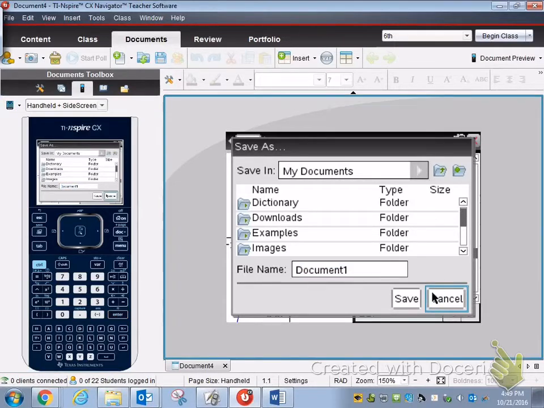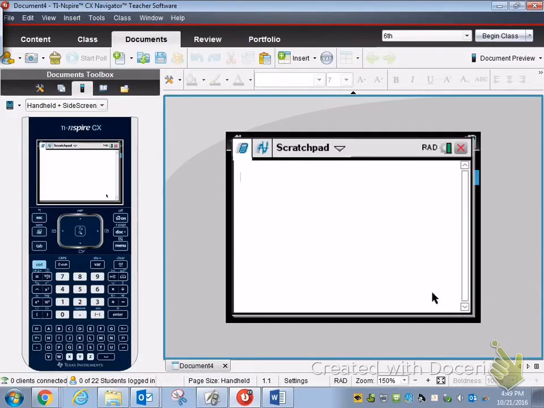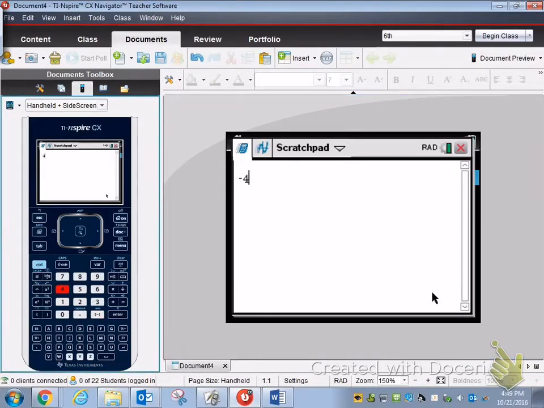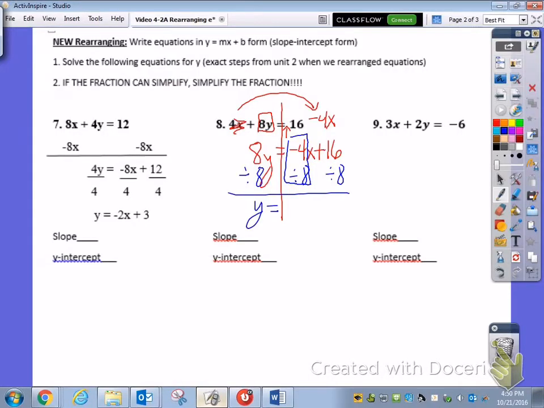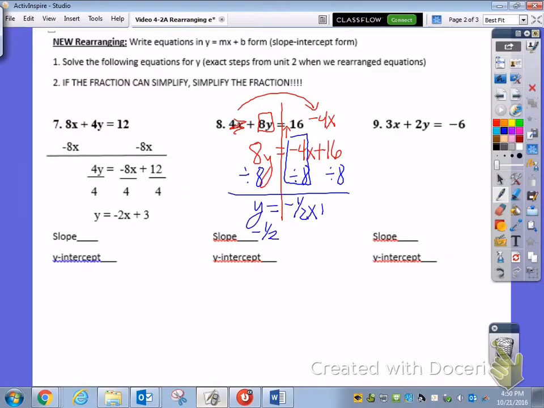Sorry about that. I'm just going to go to this calculator. So negative 4 divided by 8, that is negative 1/2. So you have negative 1/2 is my slope. Okay, negative 1/2 x, because it's what's in front of the x. And then you're going to also put in 16 divided by 8. So 16 divided by 8. And then enter, and you get 2. So that's plus 2. So that's a positive 2. Okay, and so that's the only extra step that you're taking.